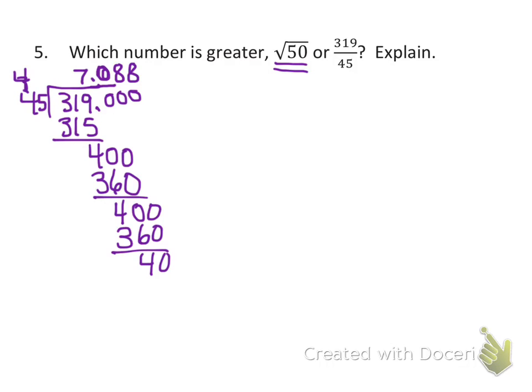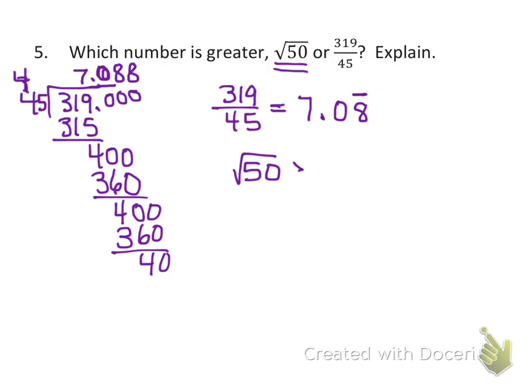So this fraction, 319 over 45, is equal to a repeating decimal that I'm going to write like this, 7.08 with the 8 repeating. All right, now the square root of 50, I know is pretty close to 7, but it's greater than 7. It's a little bit greater than 7. So that doesn't help me yet.